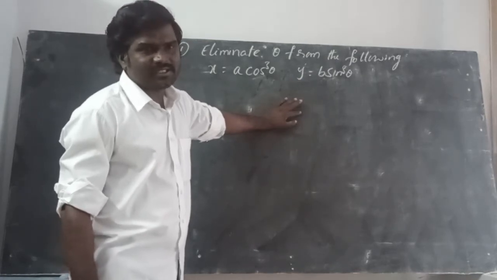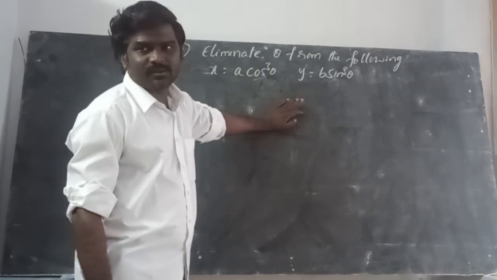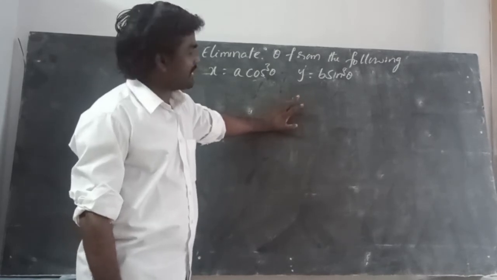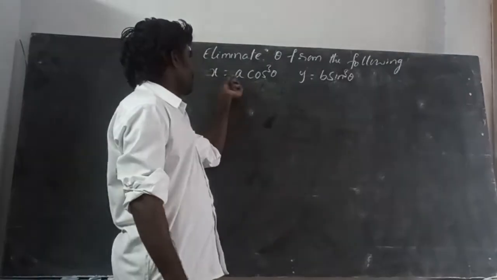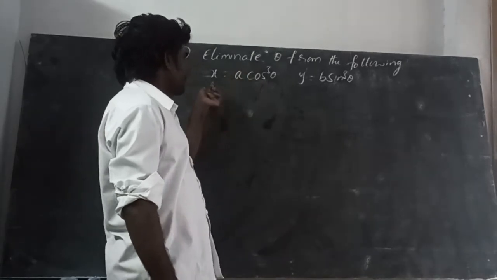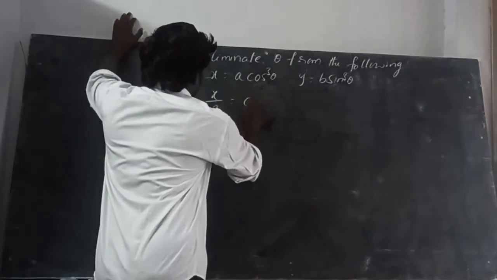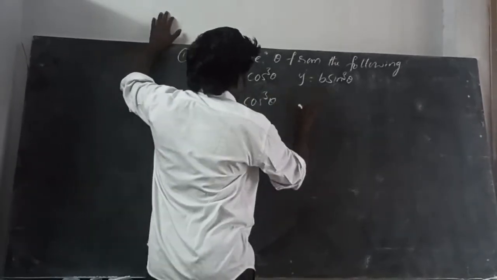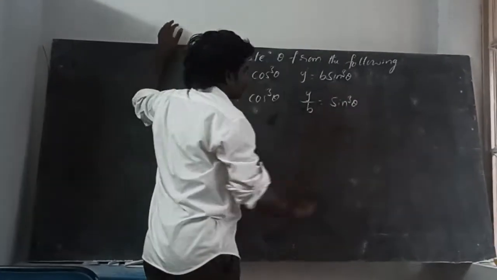So what are the trigonometric identities? Sin square theta plus cos square theta is equal to 1. Secant square theta minus tan square theta is equal to 1. Cosecant square theta minus cot square theta is equal to 1. Okay, x is equal to a cos cube theta. Here a is multiplied, so this a comes to divide. That is x by a is equal to cos cube theta, y by b is equal to sin cube theta.